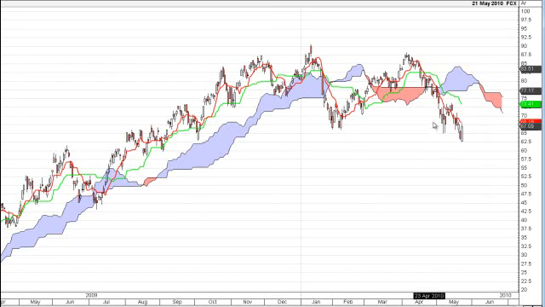So here we are, FCX. It broke the previous bottom, and there's no end in sight, really, for FCX. And when you look at the copper stocks, you really get a good indication of what's happening in the overall global economy.